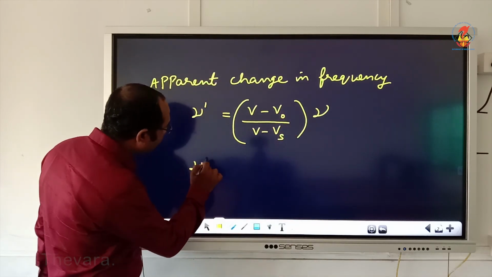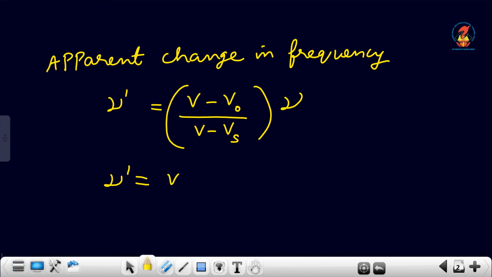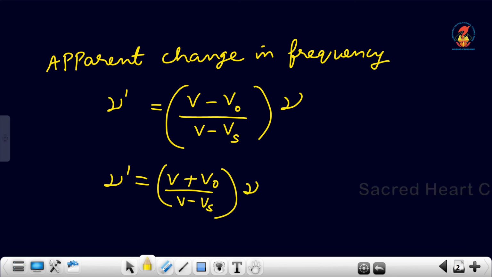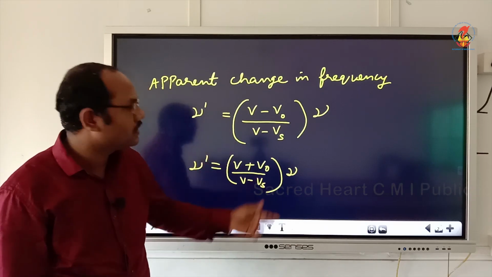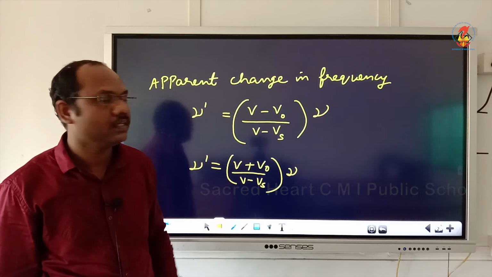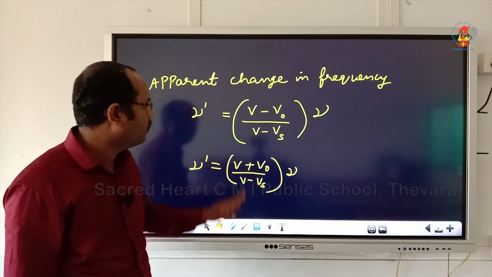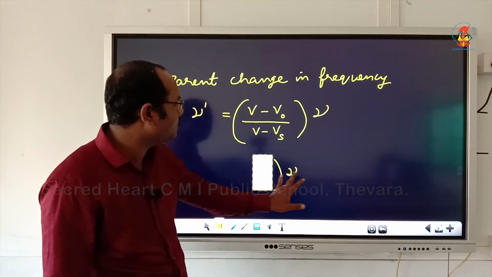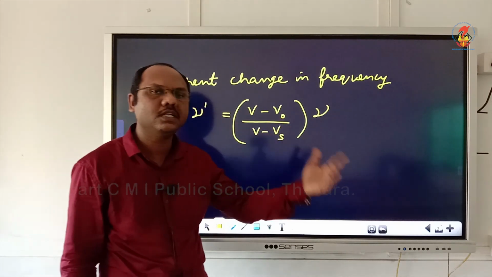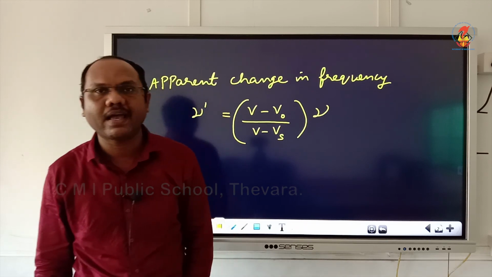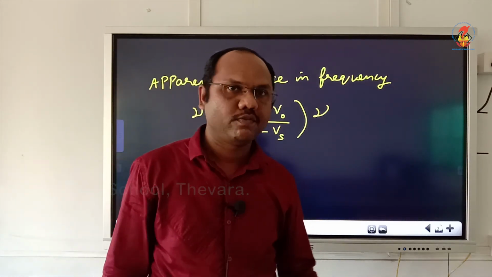Therefore, the equation can come as V minus VO, that will be V plus VO by V minus Vs into nu. So like that you can make changes in the equations. If the source is moving opposite to the direction of the sound, this becomes plus. Understood? So that is the general equation. So using this general equation, we can find the apparent change in the frequency.